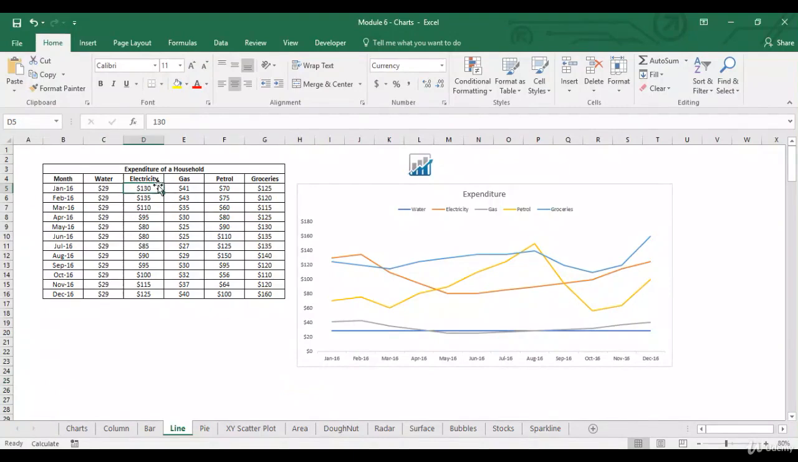Moving on to the electricity, which is being represented by the amber line over here. As you can see, in the initial months of the year, Jan, Feb, when it's relatively cold, the electricity bill is higher. But as we keep on moving towards the summer months, there's a dip in the electricity bill. And then from August, September onwards, it again starts picking up. Then it reaches its peak in December again.